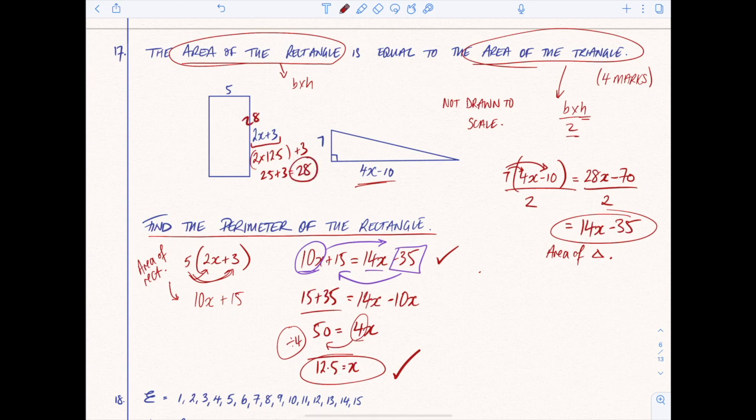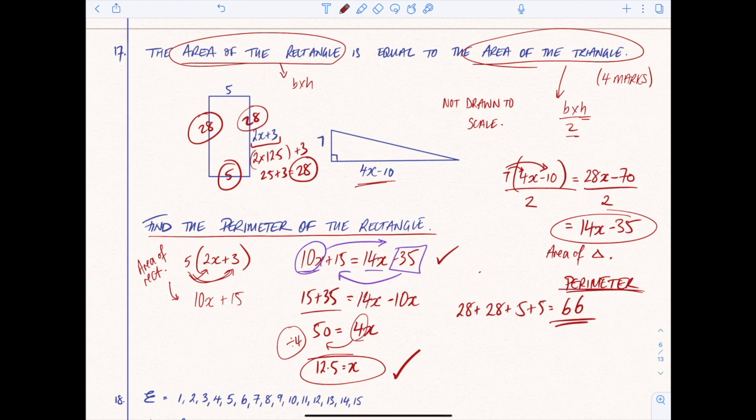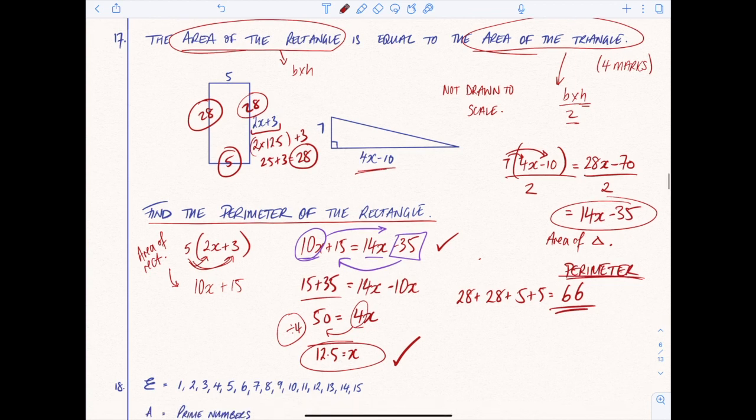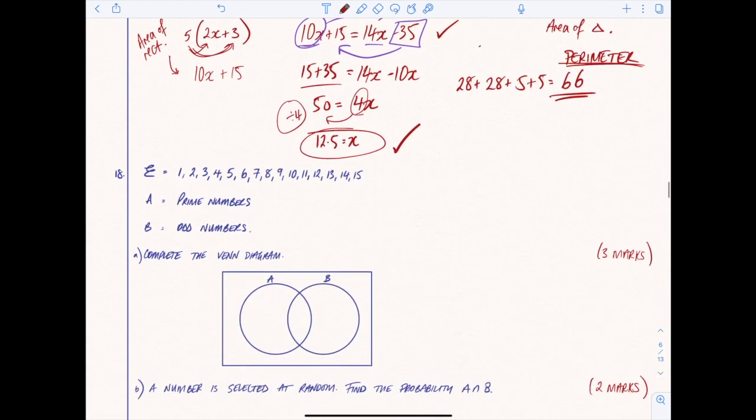So this side is 28, which means this side is 28, and this side is 5 because they are opposite each other. Remember, perimeter is just all the way around the outside. So I'm saying 5 plus 28 plus 5 plus 28. So 28 plus 28 plus 5 plus 5 is 66. So that is the perimeter of this rectangle. Okay. It could be in centimeters, could be meters. We don't know. It doesn't actually tell us the units in this question. Okay, so that's how you'd answer question 17.